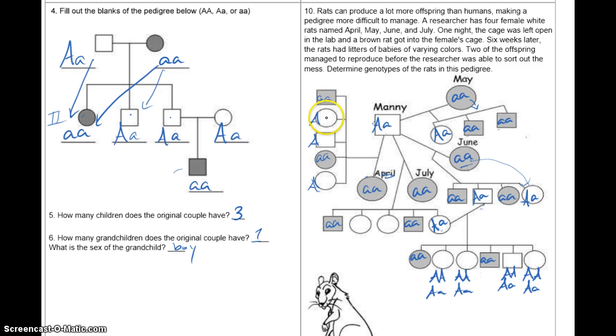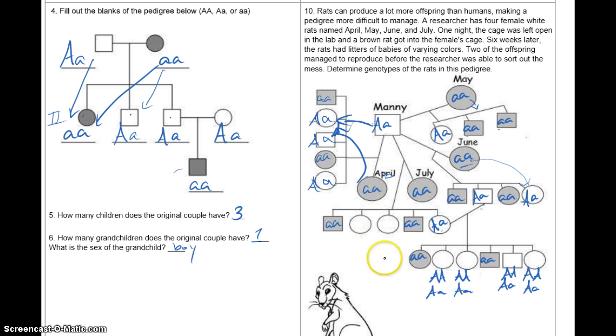So that means that that other allele, again, because of Mendel's law of segregation, has to have come from the other parent, which means all of these individuals have to be heterozygous. They got their dominant allele from Manny and their recessive allele from April, making them heterozygous.